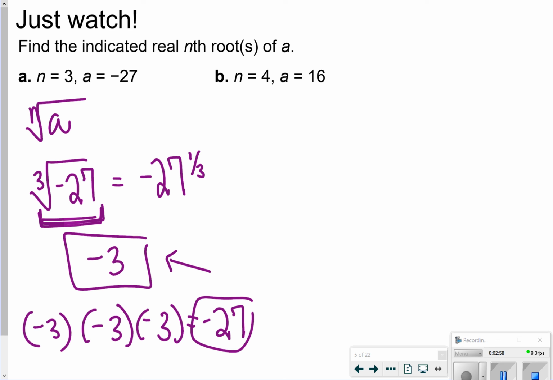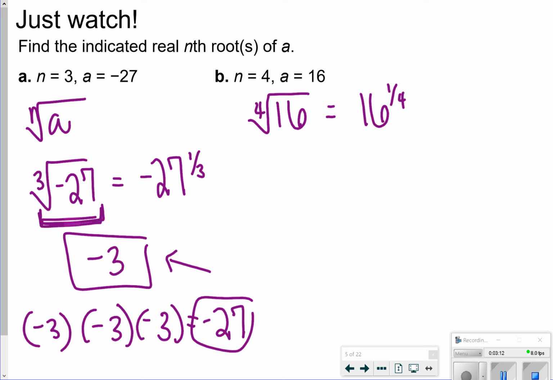You're going to try the same thing for letter B. n is equal to 4 and a is equal to 16. So again, 4 goes in the corner and 16 goes under the root. You can also write it as 16 to the 1/4 power. Again, this way on the left will probably be easiest to solve. That's basically saying what times what times what times what is equal to 16, and that is going to be equal to 2.